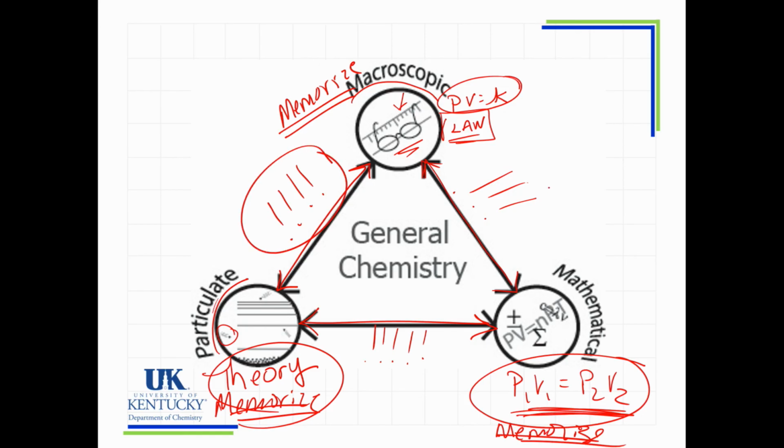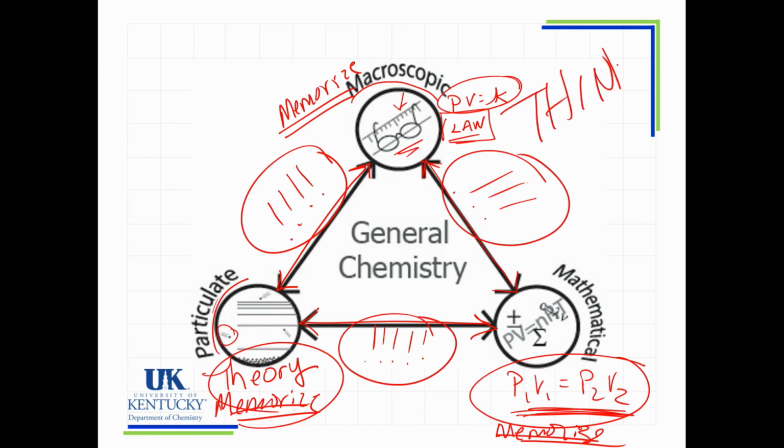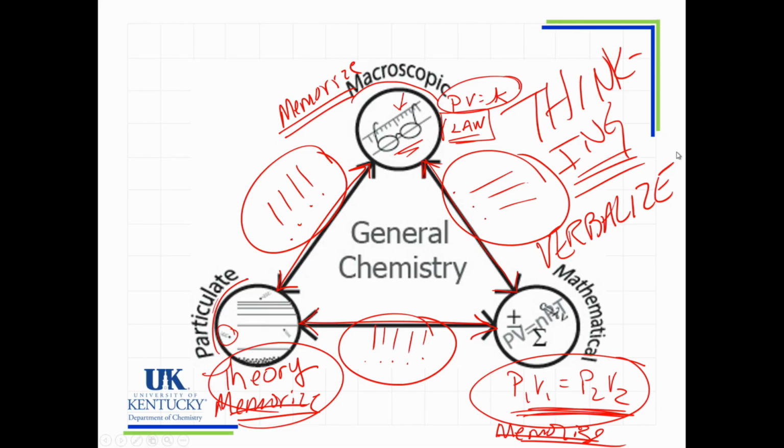This making connections is time spent thinking. Now, I shouldn't have to say we have to think in chemistry. I bet most of you know that. But we don't take the time to think about it. You might want to explain it out loud, verbalize it. These connections, talk about them. Even if it's just to your dog at home. Say, let me tell you about how P1V1 equals P2V2 mathematically explains what I see macroscopically and explains what I see on the particulate level.